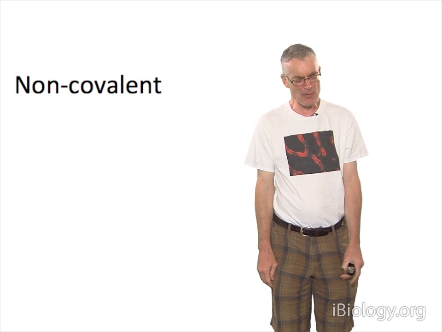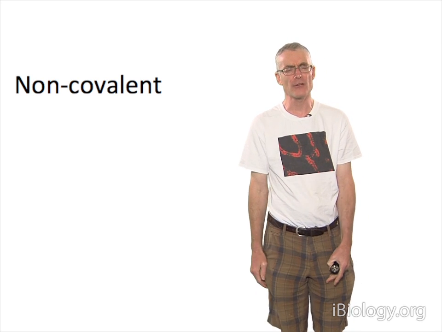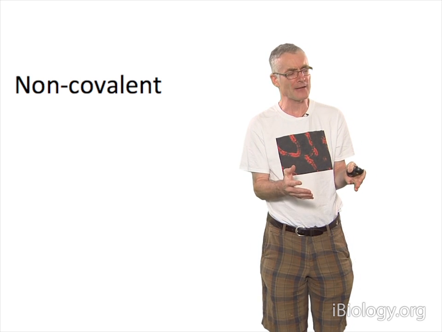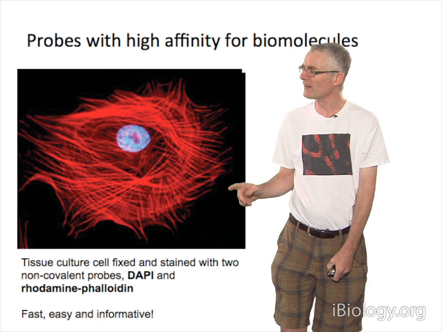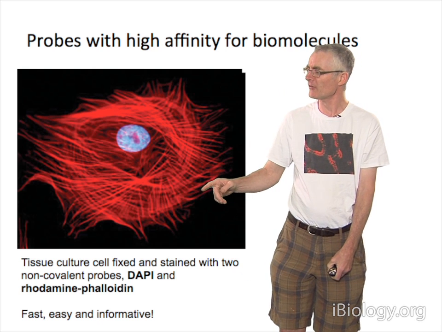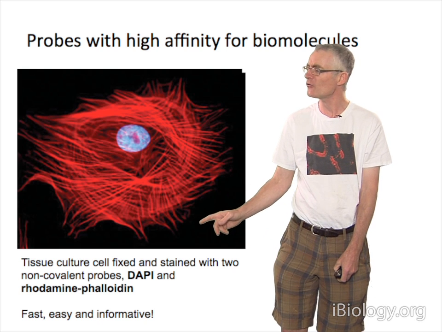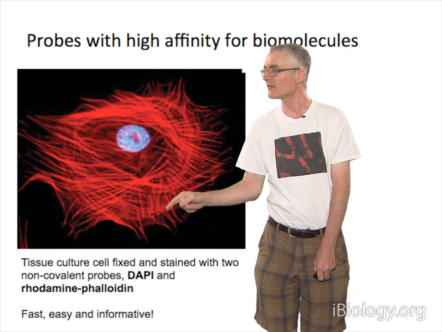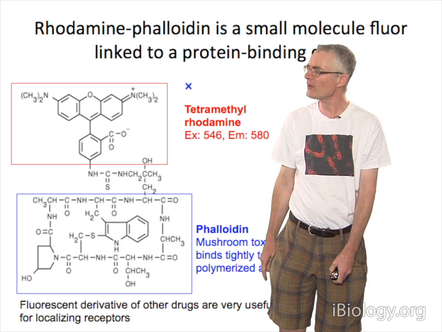And I'll end here by talking, not all probes are targeted covalently. It's often very useful to have probes that target with high affinity non-covalently. They can be easy to use. I'll show just one example here. Here's a cell stained. It's probably a fairly familiar image to cell biologists, with DAPI to stain the nucleus blue and rhodamine phalloidin to stain the actin filaments red. I'll just show you how the rhodamine phalloidin works here.